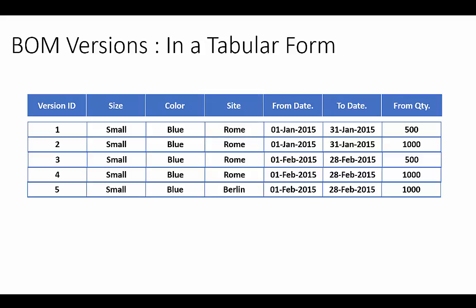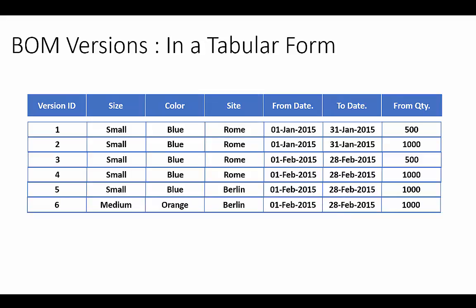Version 1 to 5 are applicable for small size and blue color bicycle. We can also specify a different BOM version for different color. We use a different color of frame and tire for different size and color. We will create a version 6 which is applicable for medium size and orange color bicycle.